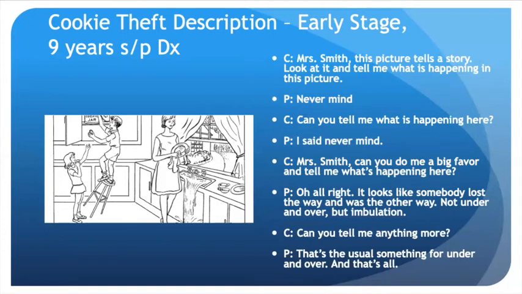Clinician: Miss Smith, this picture tells a story. Look at it and tell me what is happening in this picture. Patient: Never mind. Clinician: Can you tell me what is happening here? Patient: I said never mind. Clinician: Miss Smith, can you do me a big favor and tell me what's happening here? Patient: Oh, all right. It looks like somebody lost the way and was the other way, not under and over, but ambulation. Clinician: Can you tell me anything more? Patient: That's the usual something for under and over, and that's all.